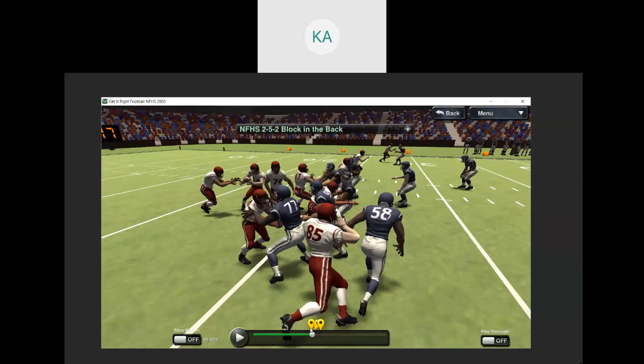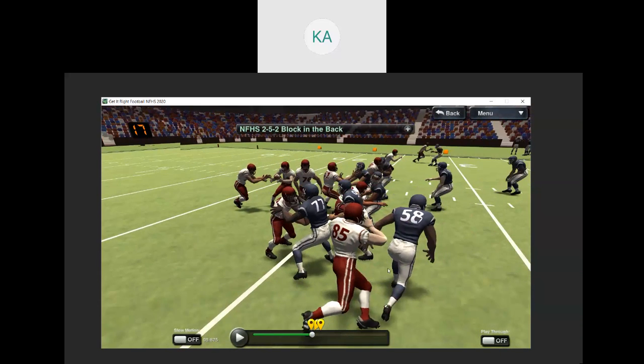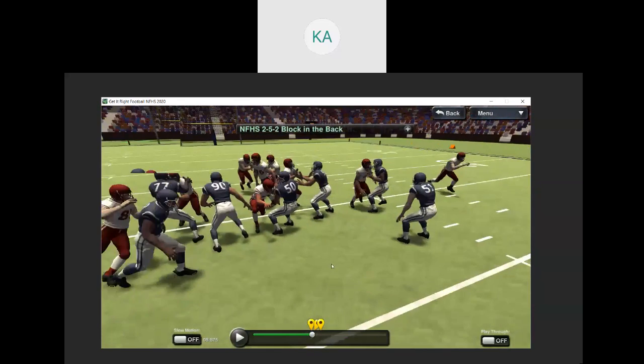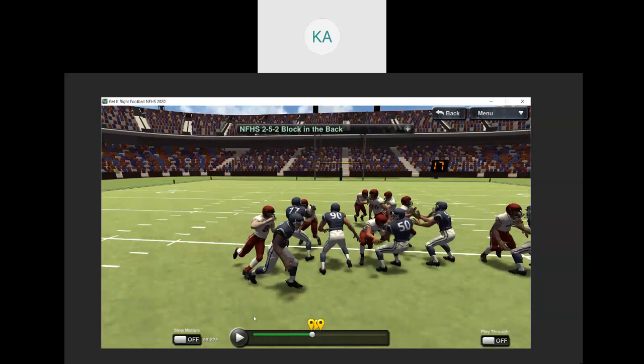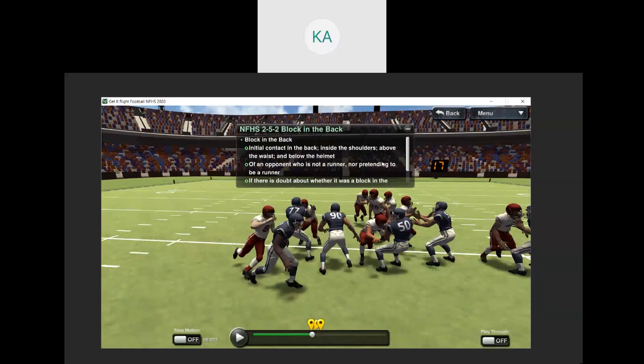You good there, Ken? Or do I need to go more? No, I understand. I get it. I just wanted to read out loud the actual rule of block in the back. Oh, okay. Okay, there we are.